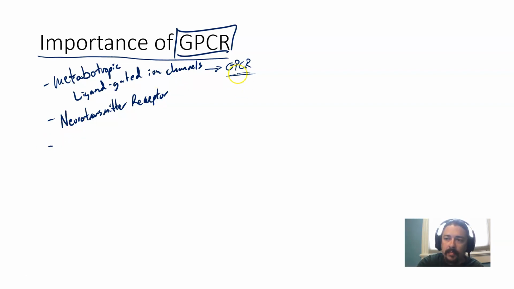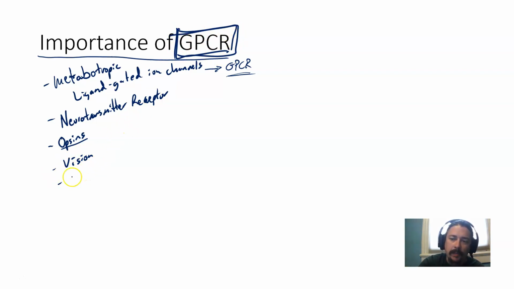Also involved in the special senses, right? Like opsins that we'll talk about in a bit. Opsins are involved in vision. So your receptors for vision are G protein coupled receptors.